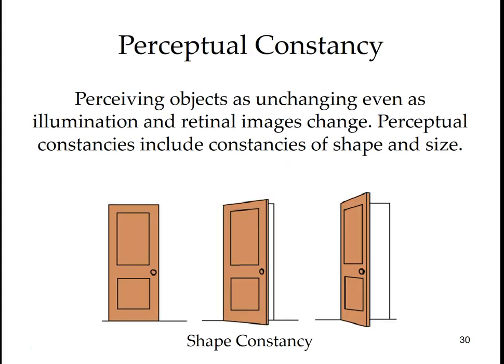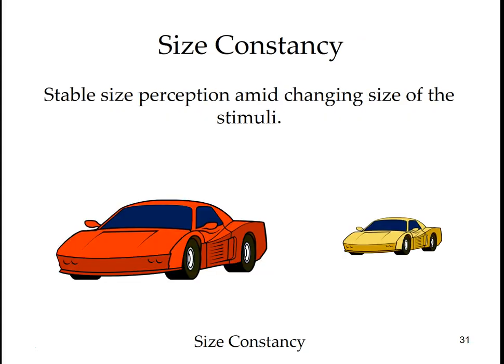Perceptual constancy is necessary to recognize an object. It enables us to see an object as unchanging, having consistent lightness, color, shape, and size, even as the illumination and retinal images change. Perceiving objects as unchanging, even as illumination and retinal images change. Perceptual constancies include constancies of shape and size, such as when a door opens: stable size perception amid changing size of stimuli.